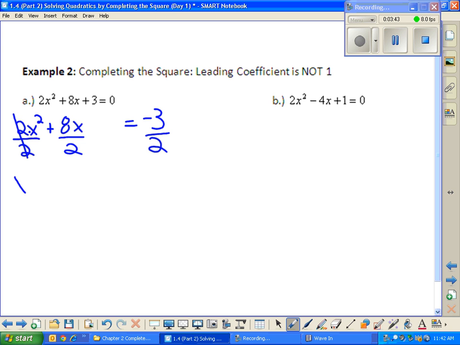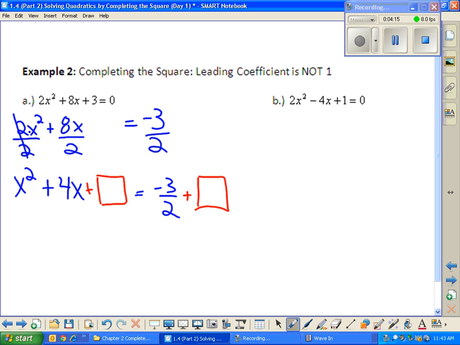So we get 1x squared, which we usually just write as x squared, plus 8x over 2. 8 over 2 reduces to 4, so that term turns into 4x. And then I have negative 3 over 2 on the right-hand side. So now it's a problem just like the other ones that we did, even on our homework last night. Now I need to figure out what number I add to both sides to make the left side a perfect square trinomial.